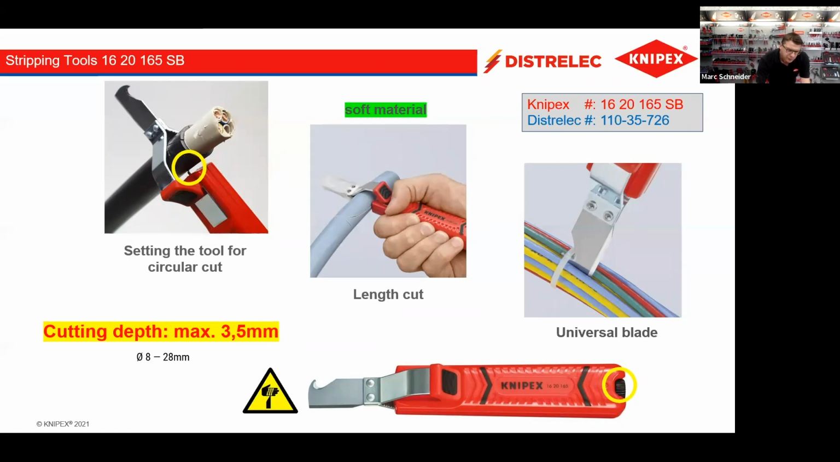You see it here a bit in the yellow circle. You can adjust the blade with a little wheel here, and you can do the round cut, the circular cut, the length cut, and you have a universal blade to do some special work on the cable.